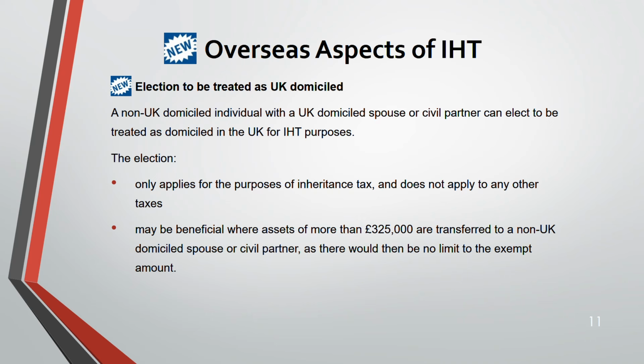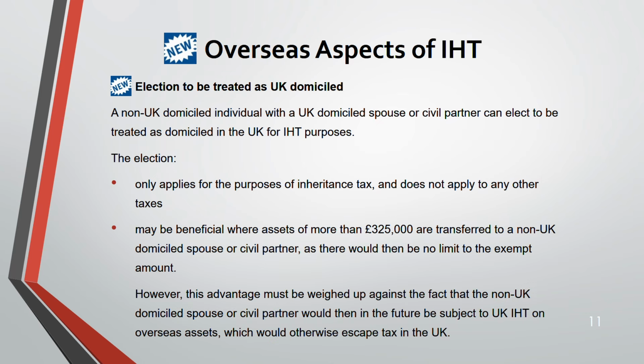It is beneficial where assets of more than 325,000 are transferred to a non-UK domiciled spouse. Why? Because then there would be no limit to the exempt amount. See, if you are transferring to a spouse, it is exempt. So why not treat the non-UK domicile as UK domicile, where you are having assets of more than 325,000. However, this advantage you have to weigh up against a disadvantage.